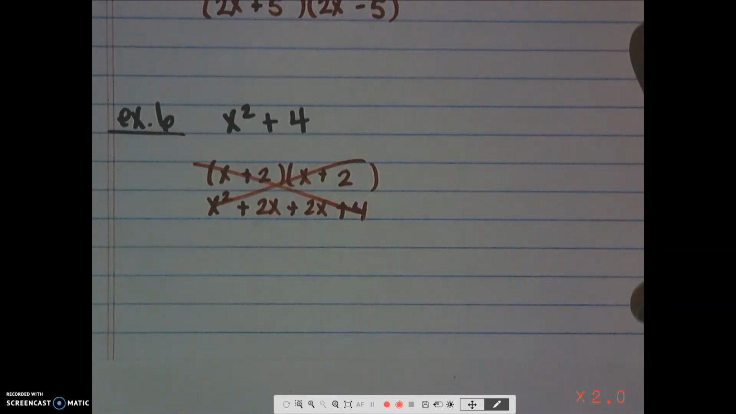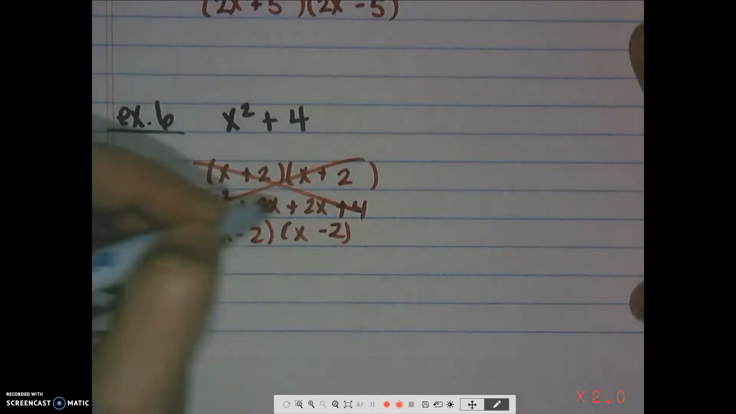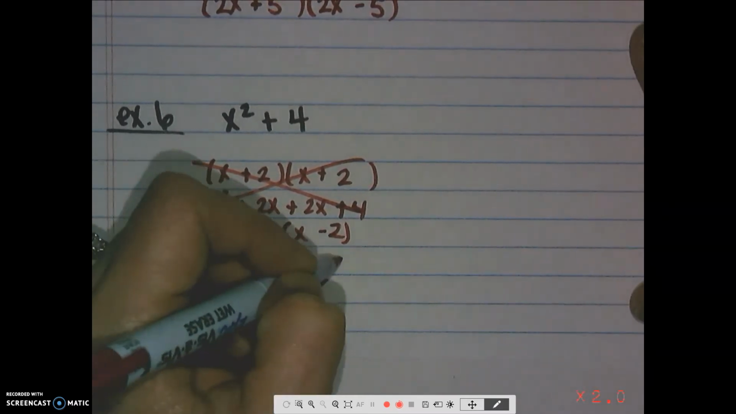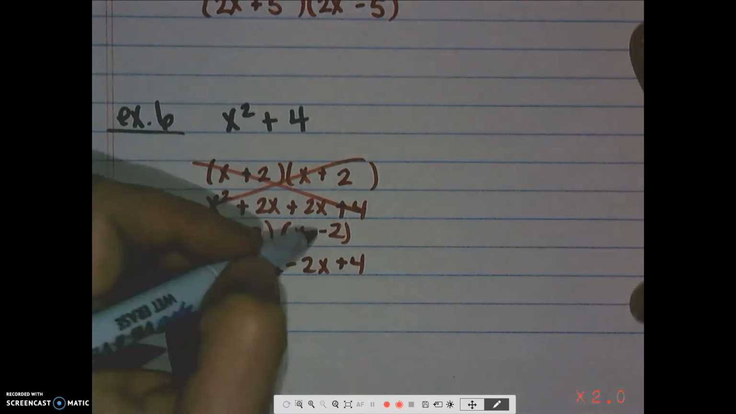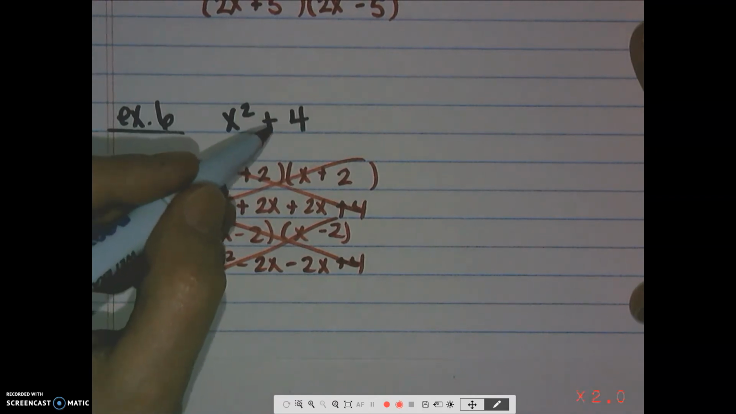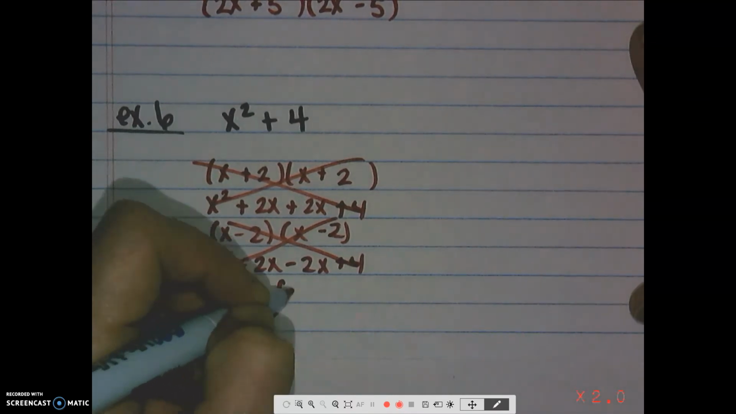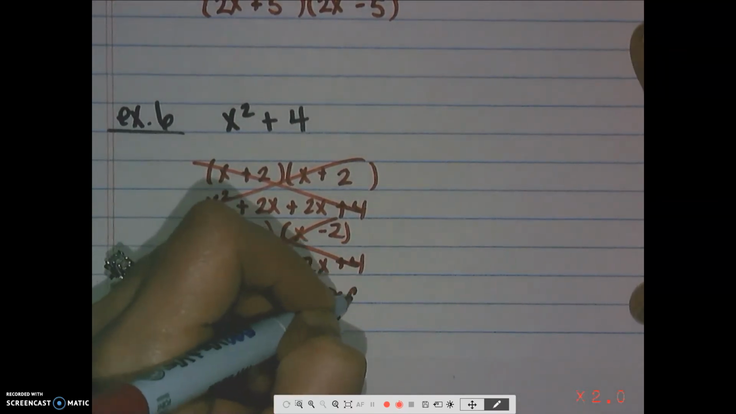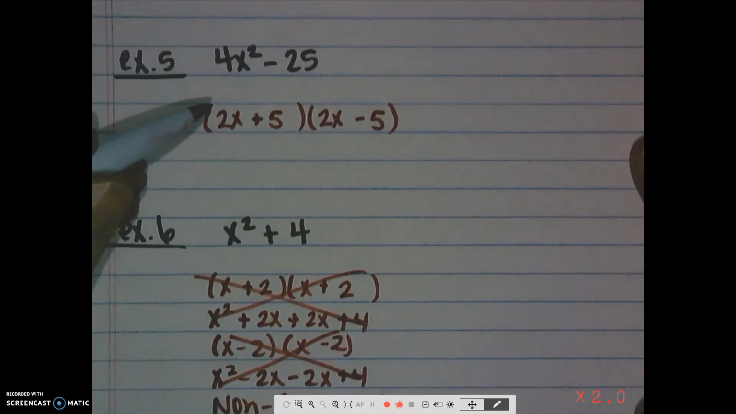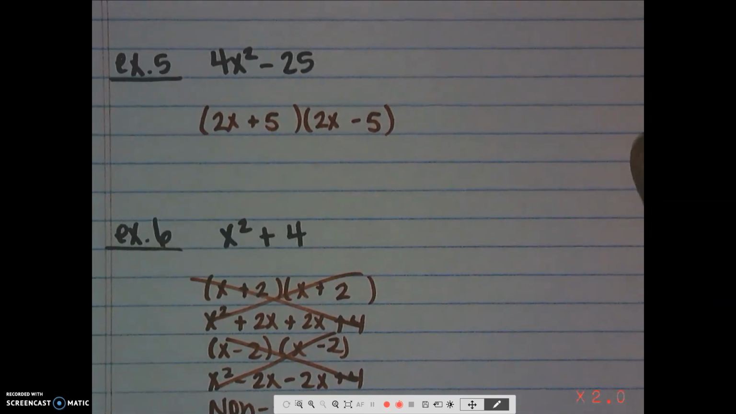Is there any other way to do it? If they're both negatives, would that work? If we have x minus 2 and x minus 2, would that work? Well, that would give us x squared minus 2x plus 4. Do those middle terms go away? No, those don't either. So this is what we call a sum of squares because it's the sum of squares. We would say non-factorable for this. Okay, so a sum of squares you cannot factor, but a difference of squares you will have the same thing in the parentheses, just 1 plus and 1 minus, and that's it.